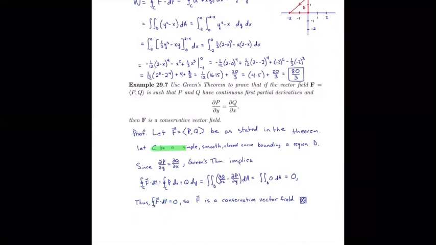Note that we chose some simple, smooth, closed curve bounding some region D. We made no other assumptions about it other than the continuous first partial derivative hypothesis holds for any closed curve that we choose. And so that's exactly the definition of F being a conservative vector field, or a characterization of F being a conservative vector field, is that the line integral along any path C is equal to 0 for a closed curve. C, I should say, not any path C, but any closed path C. So there we have the result that we were using in the last section to determine whether or not F was a conservative vector field.